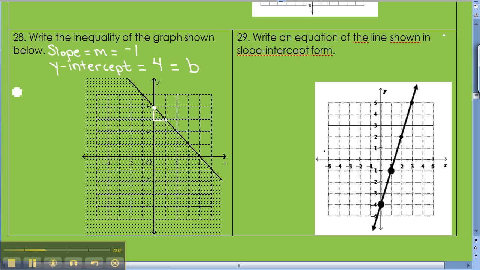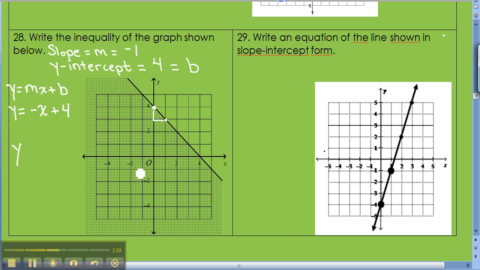We can use the fact that an equation of a line can be written as y equals mx plus b. So we can write the equation of the line as y equals negative 1x, so you just write it as negative x plus 4. If it wasn't shaded, we'd be finished at this point, but since it's shaded, we have to change this equal sign to a less than or greater than sign, or less than or greater than or equal to.